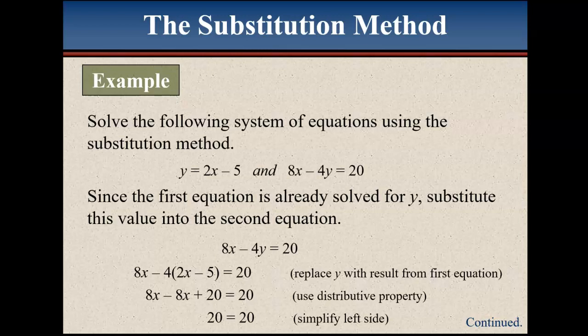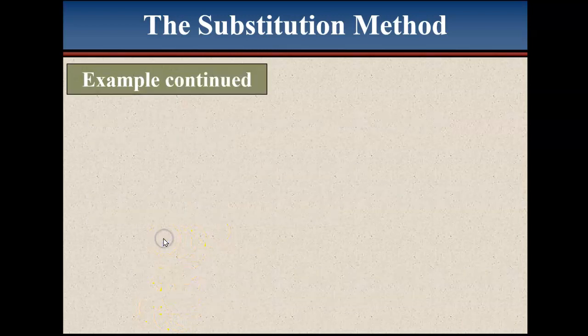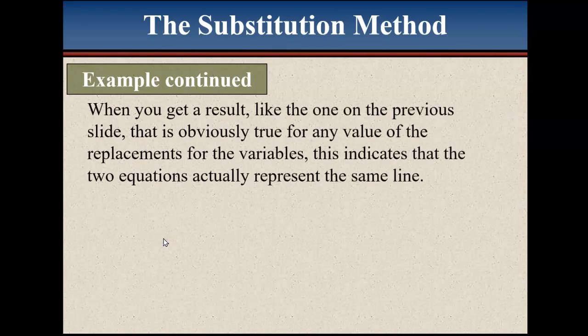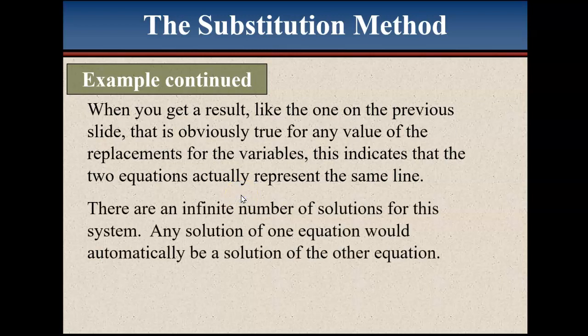So 20 equals 20. So the x's went away. You notice we have no variables left here. So all the variables went away. So 20 is equal to 20. So we don't have a solution for x. So when you get this result, right, it indicates that the two actually represent the same line. So they're exact same line. So there's an infinite number of solutions when this happens. If they're equal to each other, infinite number of solutions.